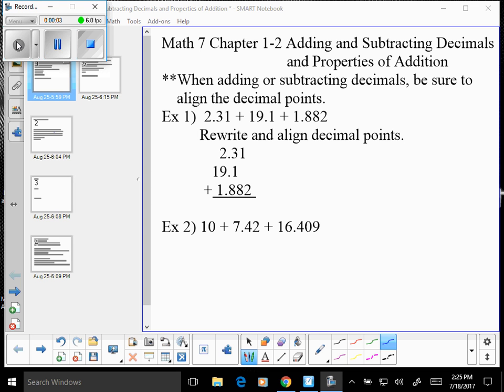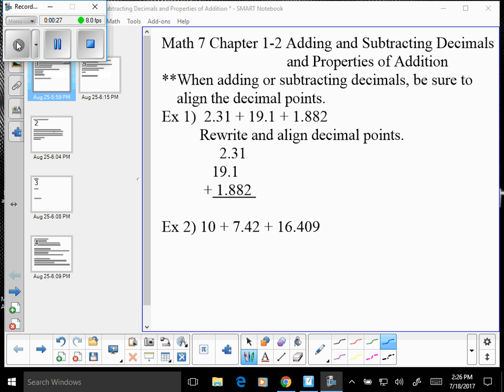Hello class, this is the lesson for chapter 1-2, which is adding and subtracting decimals, as well as working with the properties of addition. When adding or subtracting decimals, you have to be very sure that you align the decimal points. In other words, make sure you line them up. This will also line up your place values.